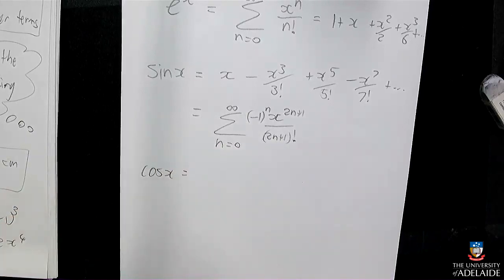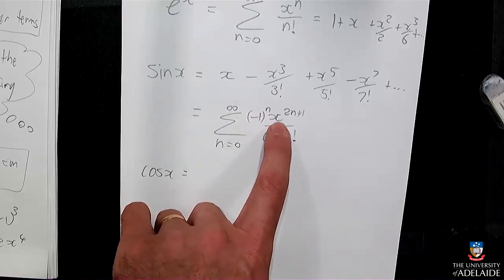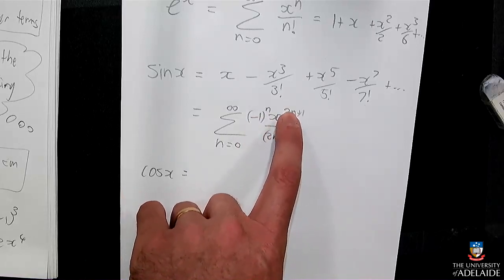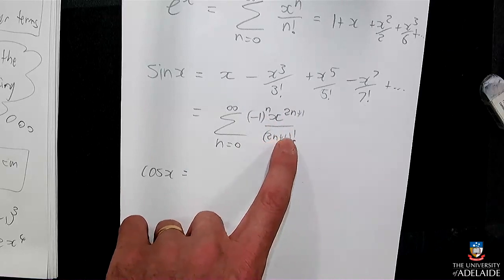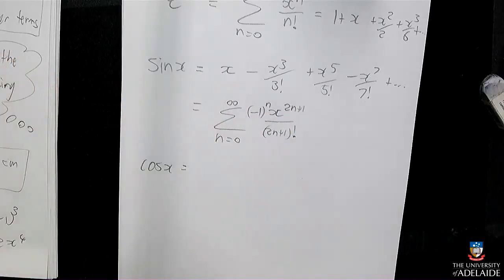And just to be sure I've got it right, I sub in n equals 0. I'll get minus 1 to the 0, which is a plus 1, x to the 0 plus 1, which is x to the 1, and 1 factorial. Yes, that will produce this answer just here, so it's correct for the first one.